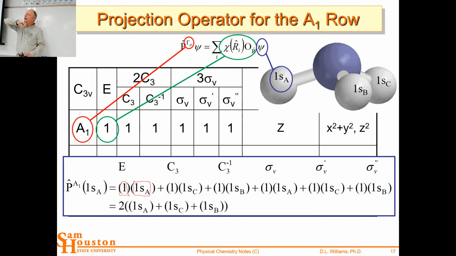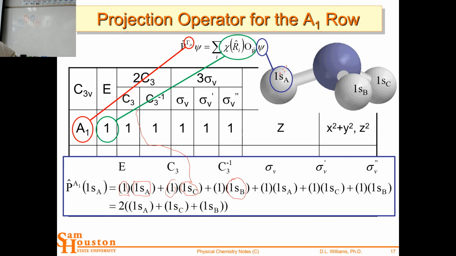So the 1s on atom A now is moved over to C. And so that C3 operation gives us this 1sC, and the character in front of that's a +1. Then going the opposite direction, we put it on B. So atom B, the 1s on atom A moves over to 1s atom B, and we have a +1 in front of that. Then all of the different sigma planes.